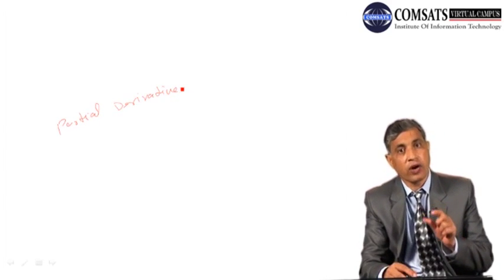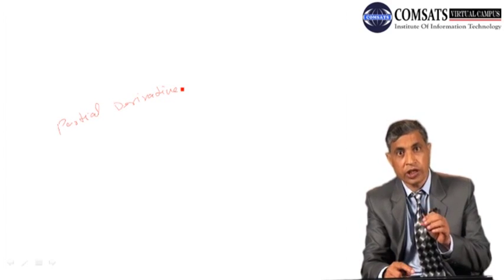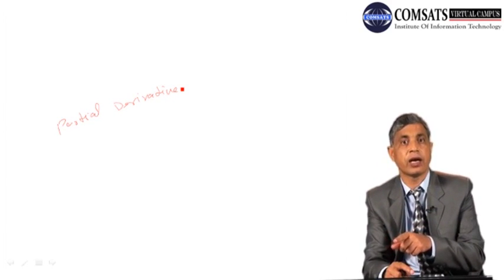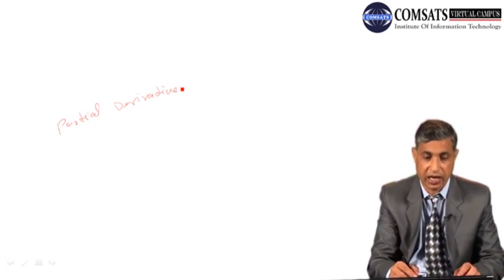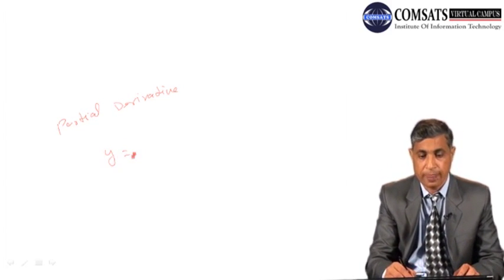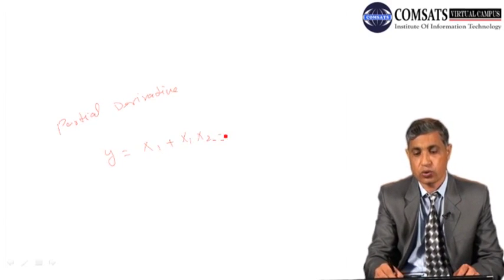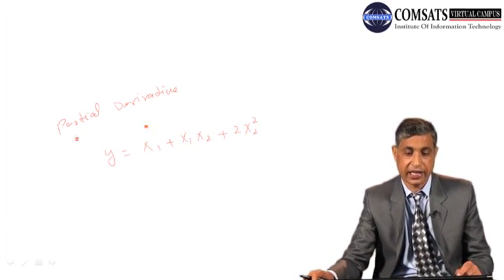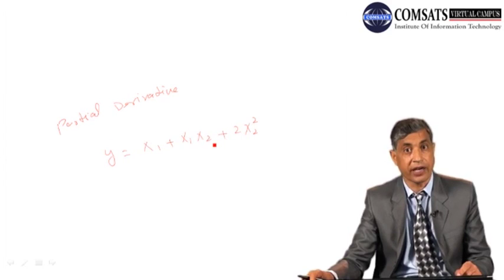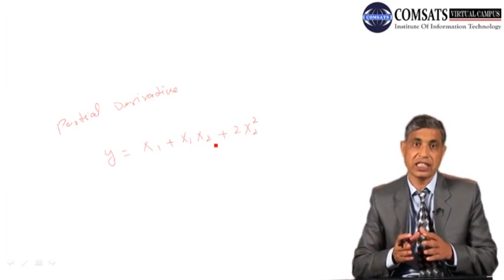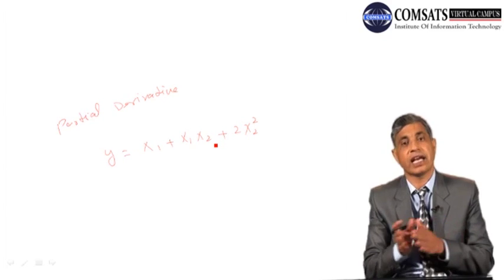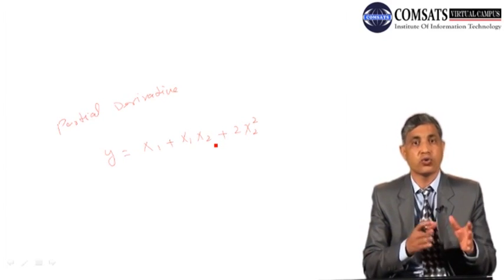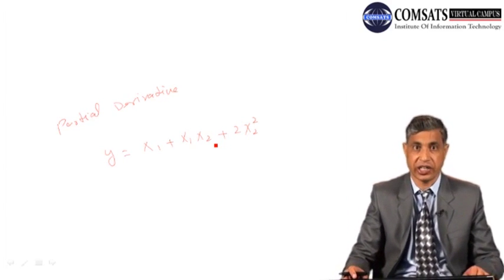Partial derivative means that now our dependent variable not only depends on one independent variable, but on more than one independent variable. For example, if y is equal to x1 plus x1 x2 plus 2 x2 cube x1 square. So now you can see that x1 is one independent variable, and x2 is another independent variable. Now we want to see the partial effect of one variable, x1 or x2, on y. When we use this technique, it is called the partial derivative.